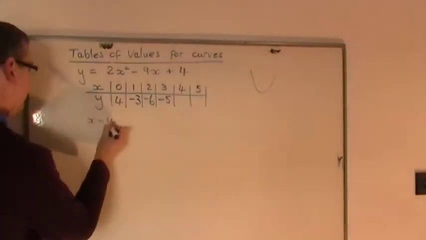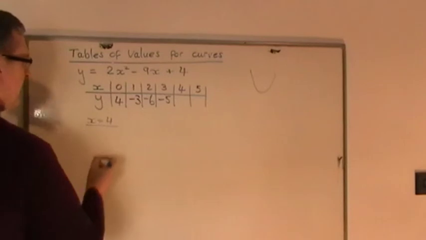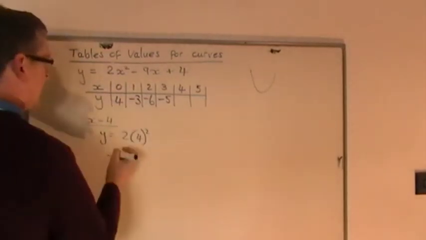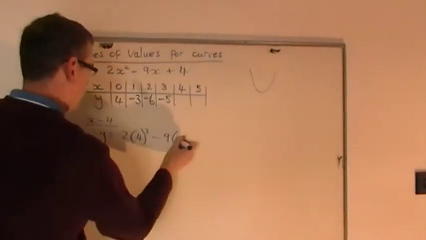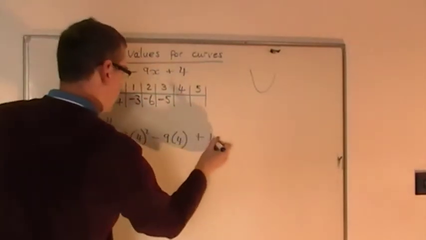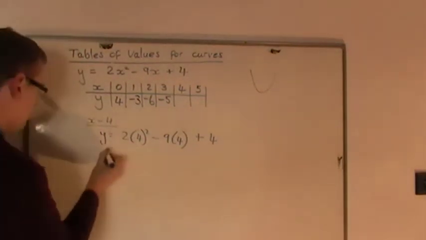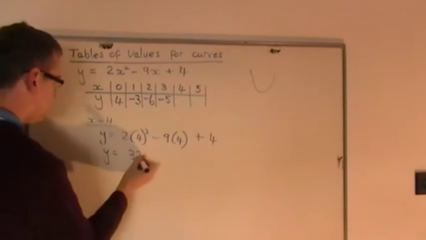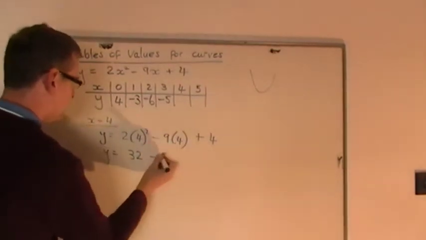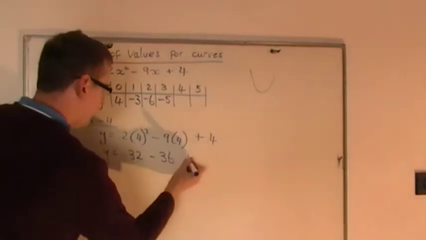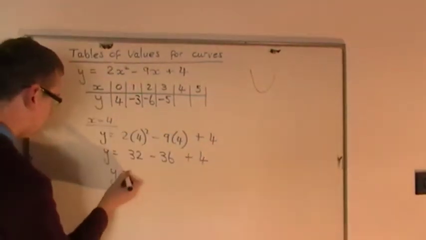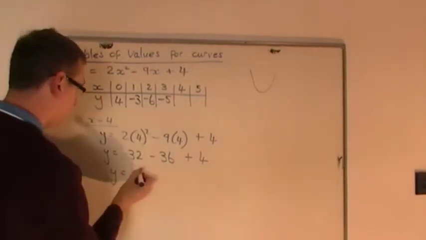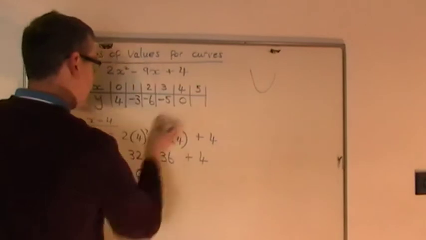If x equals 4, y will be equal to 2 lots of 4 squared minus 9 4's plus 4, like so. So working through, y equals 4 squared is 16, 2 16's are 32. Minus 9 times 4 is minus 36. Add 4. So y turns out to be 32, take away 36 is minus 4. Add 4, you get nothing. So that value there is nothing.